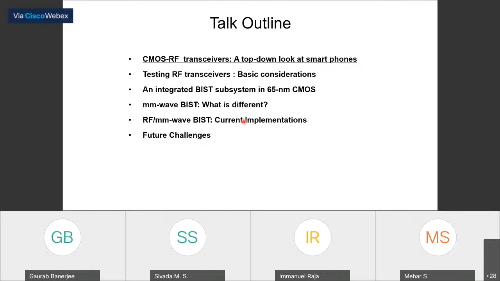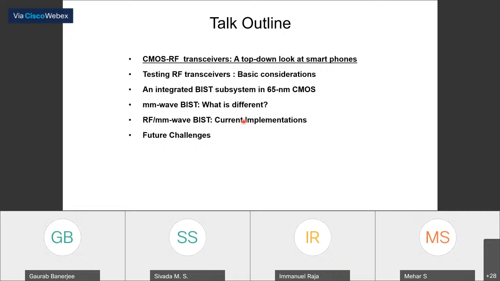Today, the purpose of this talk is to tell you a little bit about the commercial side of things, what happens when you make a silicon integrated circuit working at RF frequencies, and how do you include BIST. I'm going to be briefly describing the industry first BIST, RF analog BIST subsystem in a product that we included when I was at Qualcomm.